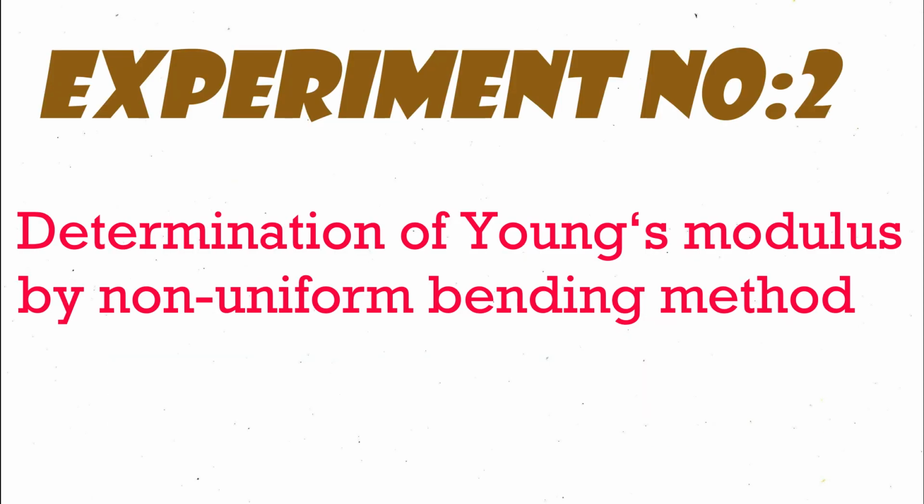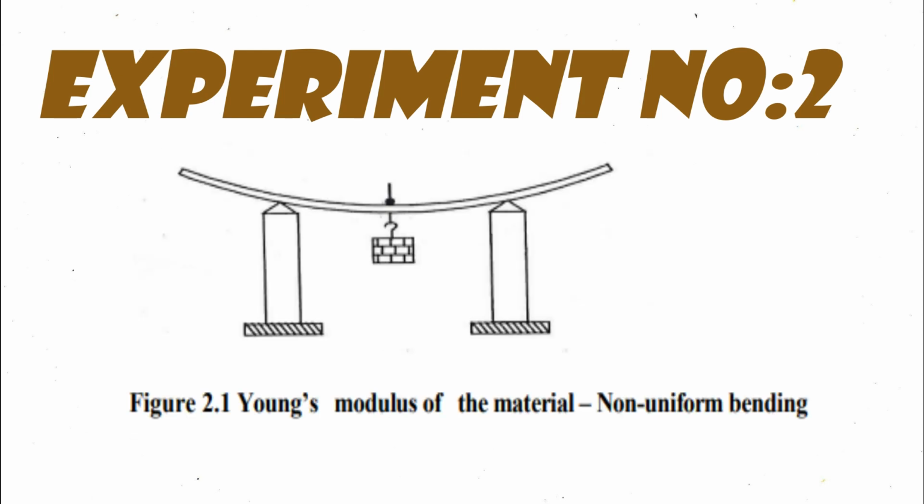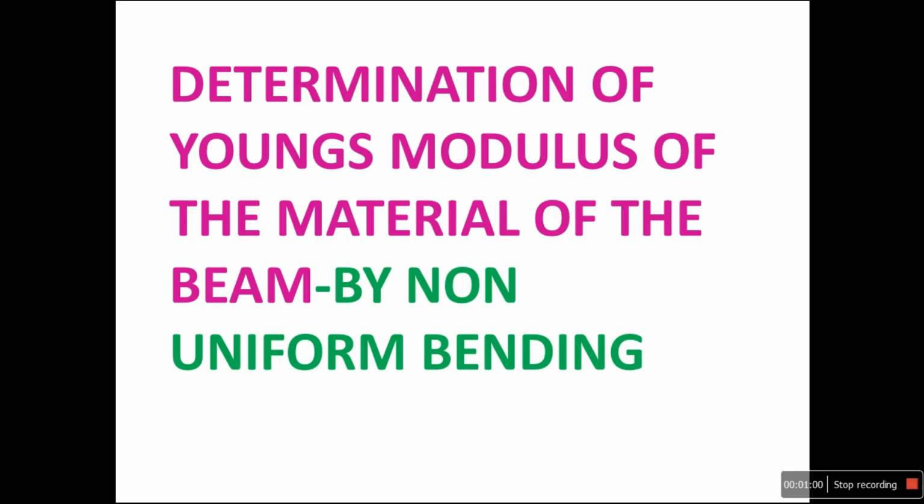Already we have discussed the torsion pendulum experiment in the previous session. Now we are going to discuss the Young's modulus experiment to determine the Young's modulus of the material of the beam. In this video session we are going to discuss how to determine the Young's modulus of the material of the beam by the method of non-uniform bending.